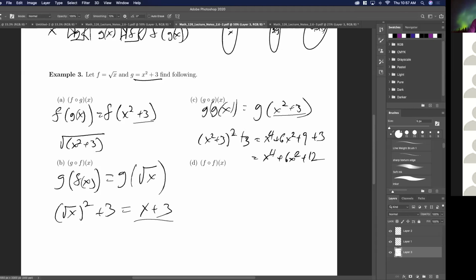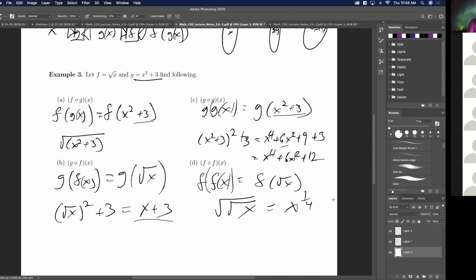Here I just FOILed it. So x squared times x squared is x to the 4th. x squared times 3 would give me 3x squared, and there'll be 2 of them, so 6x squared, and then 3 times 3 would give me 9. And we can also do the same for f of f of x, which is f of square root of x. So I'll have the square root of the square root of x, which is the same thing as saying x to the 1/4 power, if you remember your power rules.